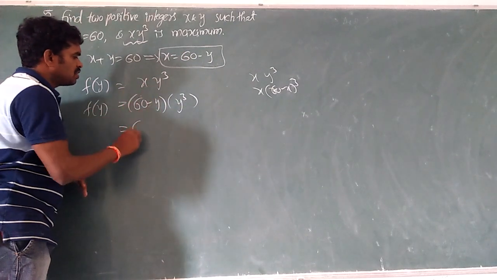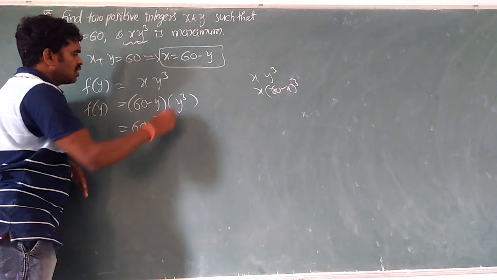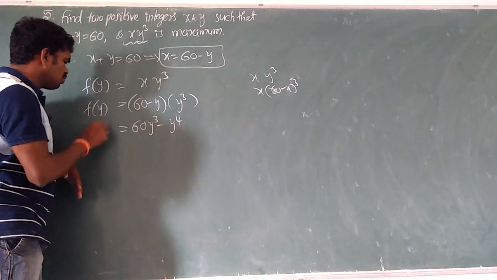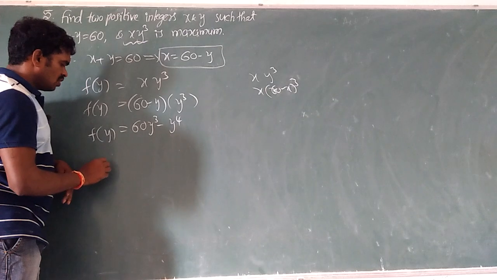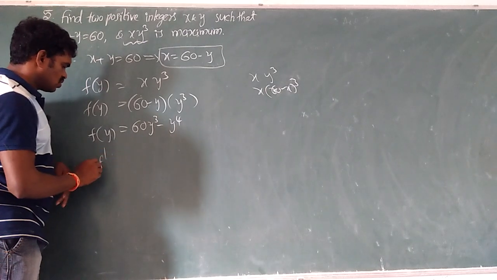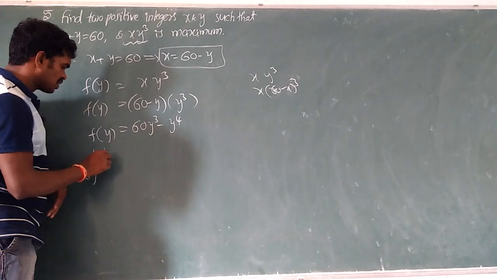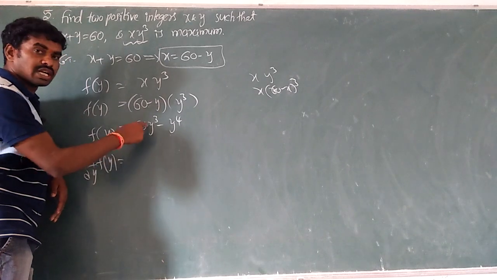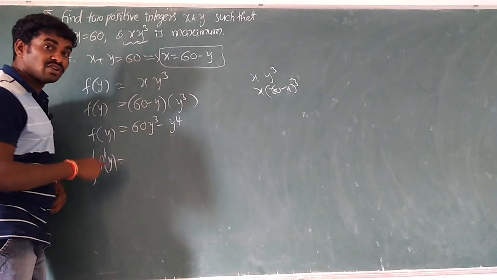Now 60 into y cube means 60 y cube, minus y into y cube means y power 4. Is it simple or not? Okay, next, to get f dash of y, differentiate with respect to y, because here the function is in terms of y. So differentiate with respect to y.